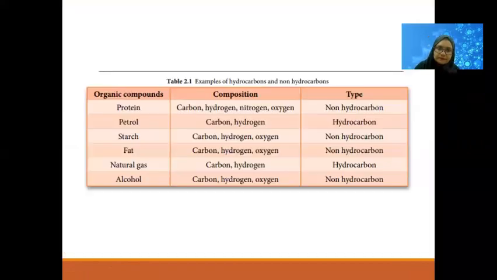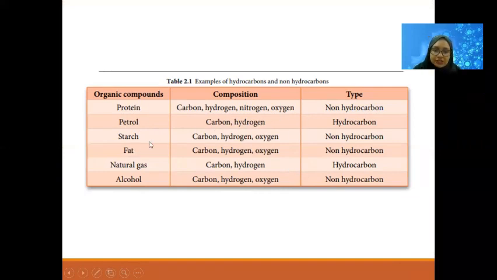So these are some examples in our daily life. Protein: the composition of protein contains carbon, hydrogen, nitrogen, and oxygen. Carbon and hydrogen are the hydrocarbon atoms, but protein also has nitrogen and oxygen, so it is called a non-hydrocarbon. Petrol, on the other hand, has carbon and hydrogen only, so it is a hydrocarbon.